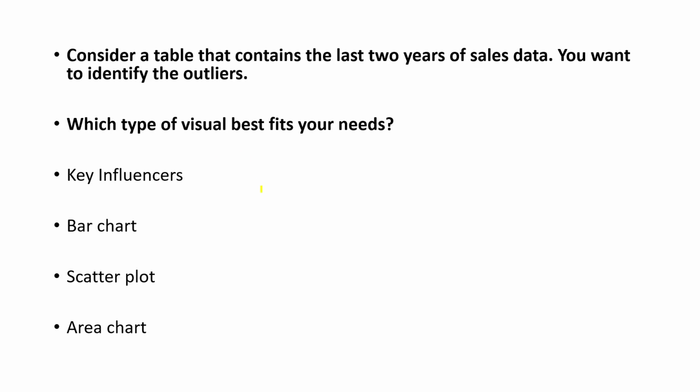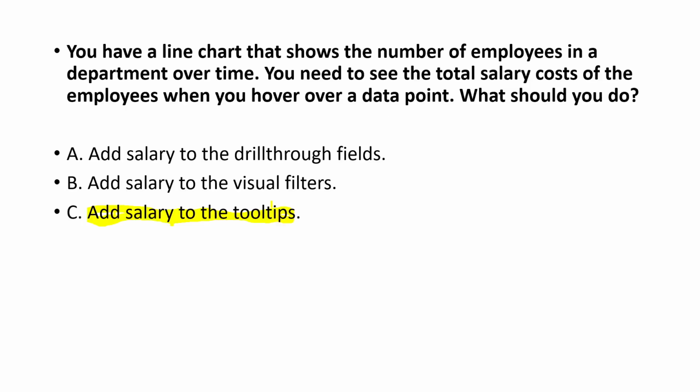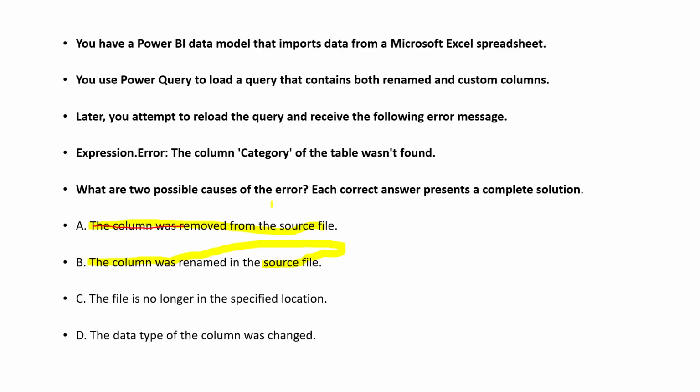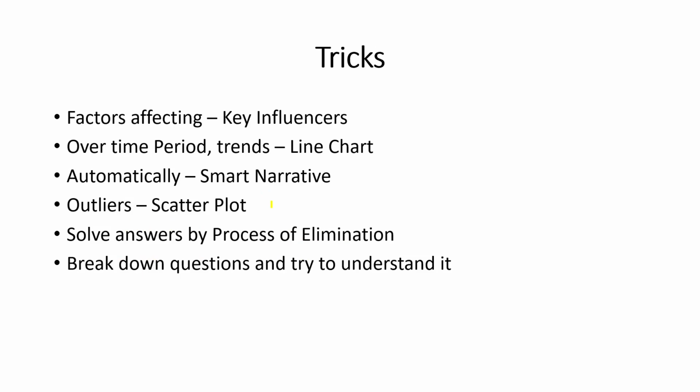So now consider a table that contains the last 2 years of sales data. You want to identify the outliers. So first of all, last 2 years of sales data is there and you want to identify the outliers. What I have is the Indian Paradise trick. What is this Indian Paradise trick? So here the outlier keyword is coming. So what will be the option? Scatter plot.